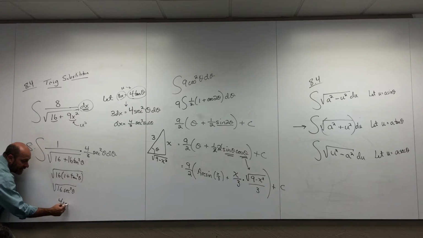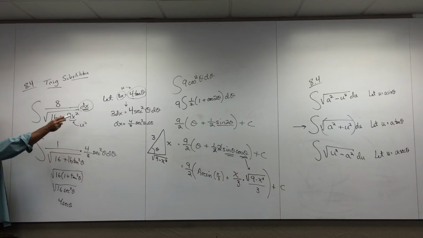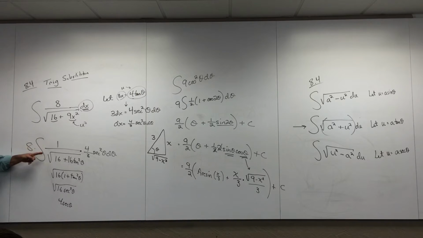4 secant theta. I mean, the point of the trig substitution was sort of to clean up the radical. And it did. It did it again. It did it last time too, when I did it with my sine substitution. This time it did it with a tangent substitution.